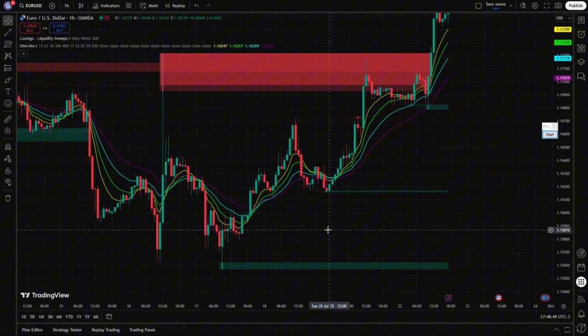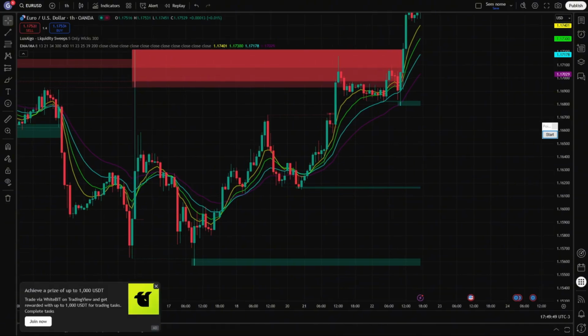First, let's understand how the liquidity sweeps indicator works. It shows areas where the market seeks hidden liquidity, that is, places with a high concentration of stop orders. Thin lines represent liquidity zones. Red lines indicate the buy side, above the highs, where there are sell stops. Teal means the sell side, below the lows, where there are buy stops.